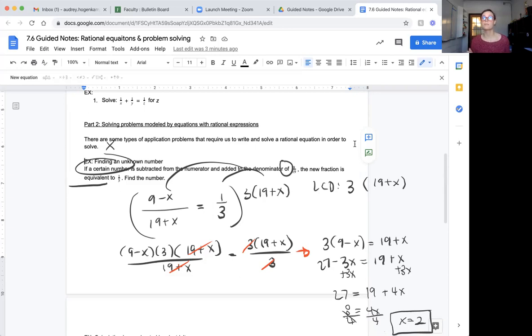Not too bad, you just have to make sure you're reading the problems carefully and rewriting them in math correctly, which is hard to do, and I realize that, but that's kind of the key to these type of problems.